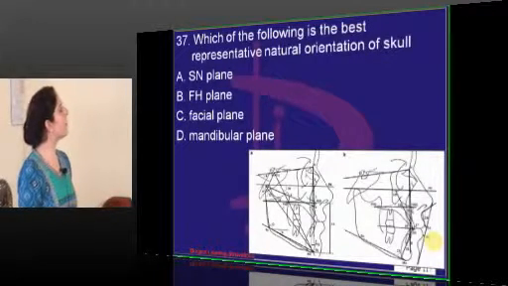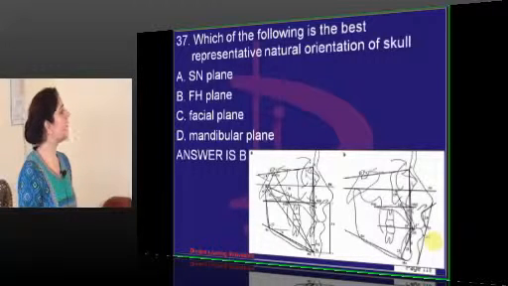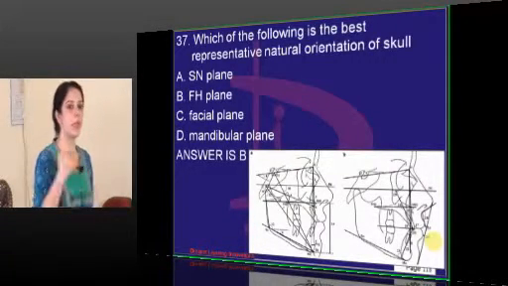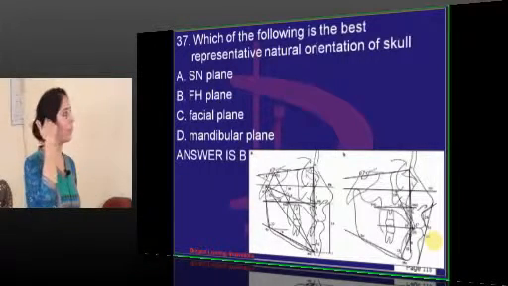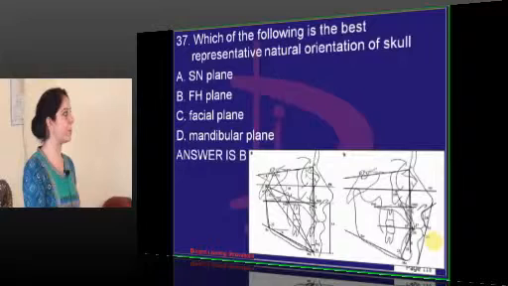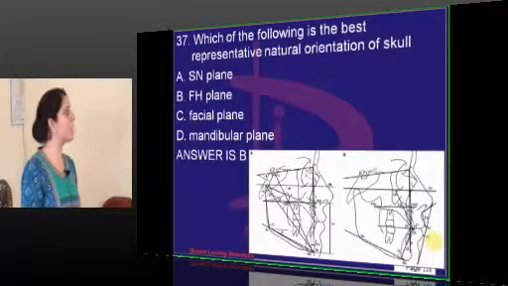Which of the following is the best representative natural orientation of the skull? The answer is the FH plane. Now the FH plane is called the Frankfurt horizontal. It passes through the porion and the orbitale. Now this is the best representative natural orientation of the skull.